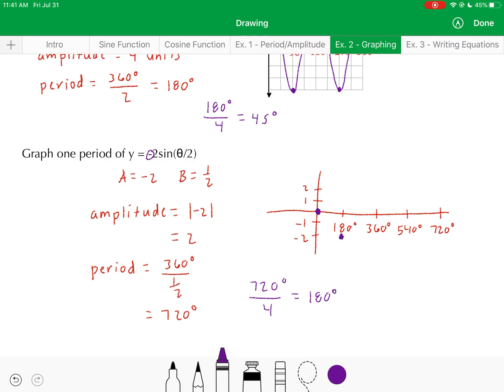Okay? Then from there, I move a quarter of the period to the right, back up to the midline, quarter of the period to the right, 2 units up, quarter of the period to the right, back down to the midline. So here is 1 full cycle.